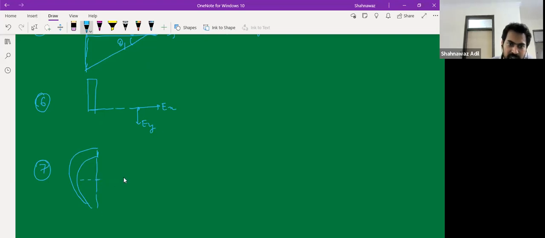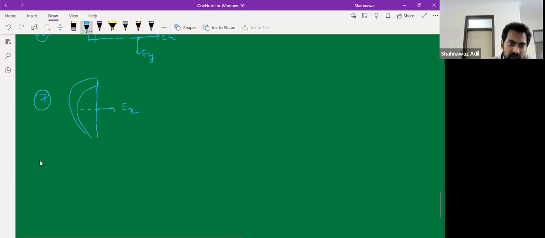So this will be Ex. And what is the electric field due to this quadrant? These formulas you have to remember. Just write them down somewhere. So this is Ex and this is Ey. Okay, guys, I hope that in today's lecture, I will not do the derivation of these.